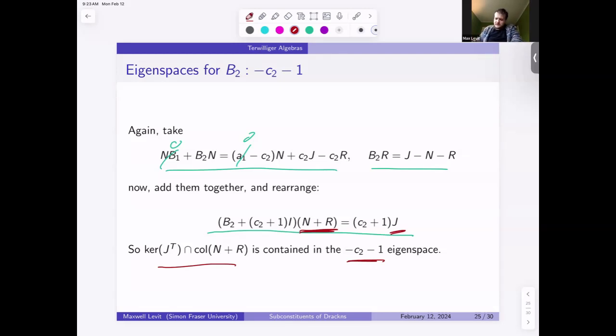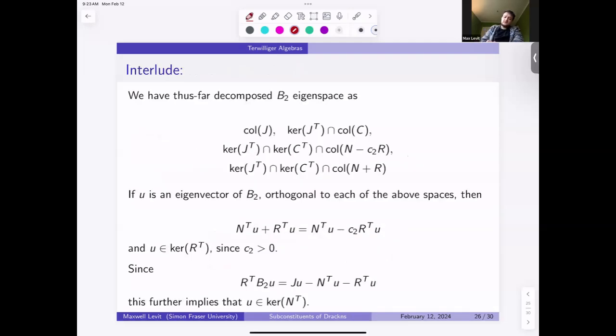Now is a good moment to stop and look at how we've chopped up the eigenspace thus far. We said, well, okay, there's the thing corresponding to the all ones vector. Then there's the things orthogonal to that, but that are in the column space of C. That gave us some of our eigenvalues. And then we had these two further partitions, one where we had the column space of N minus C2 R, one where we had the column space of N plus R.